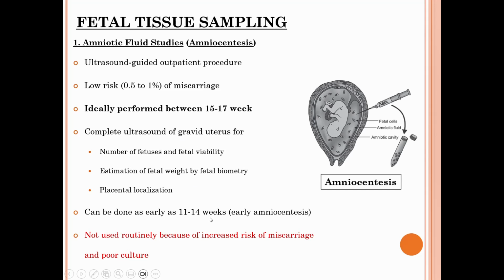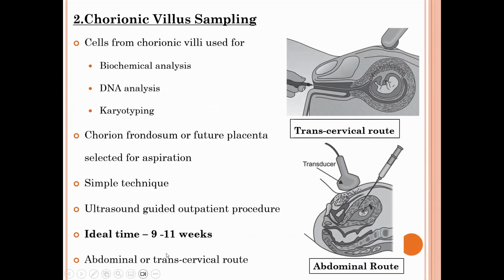Can be done as early as 11 to 14 weeks. This is not the ideal time, but it can be done, and then it is known as early amniocentesis. Not used routinely because of increased risk of miscarriages and poor culture.